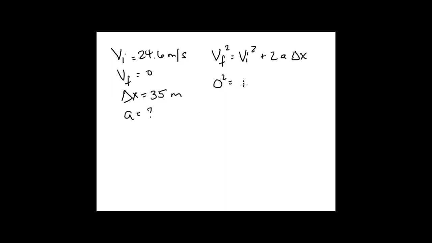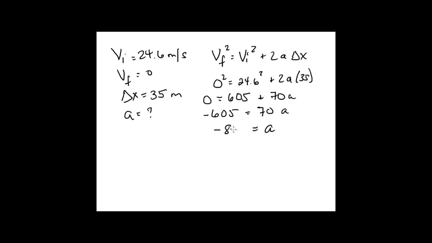So 0 squared is 24.6 squared plus 2a times 35. So 0 equals 605 plus 70a. Minus 605 is 70a. So the acceleration turns out to be actually a fairly large 8.6 meters per second per second. So I'm afraid Mr. Limbaugh is looking at some jail time or a fine, because he claimed that he was able to decelerate at negative 8.6 meters per second per second, but our other information involving friction showed that he could not have decelerated any more than at negative 5 meters per second per second. So his claim is therefore refuted.